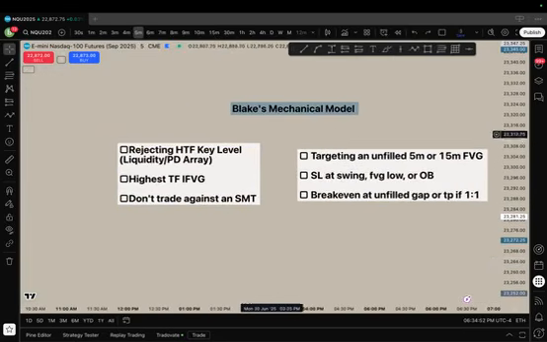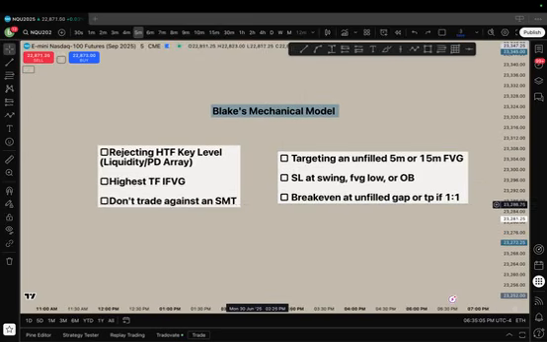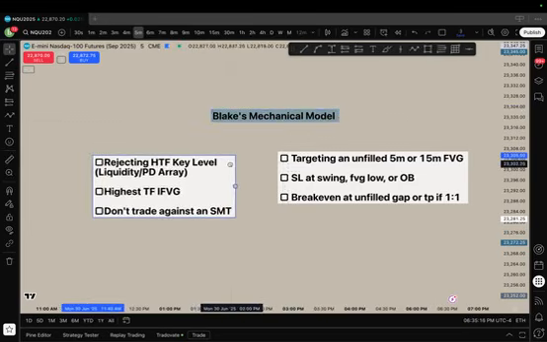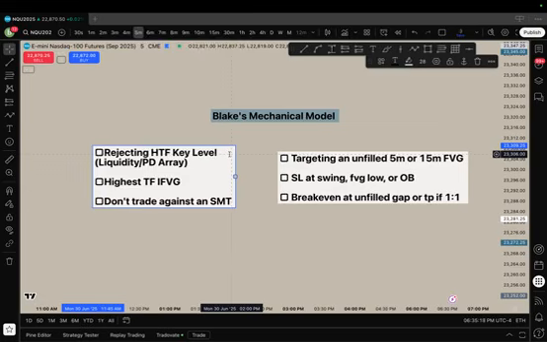Now, again, the Mech model is targeting an unfilled 5 minute or 15 minute gap. Can you target a 3 minute? No. Can you target an hourly? No. That's going to be more discretionary trading if you're a little bit more experienced and you get the hang of the Mech model and overall trading with more confluences. Then you can start targeting unfilled hourly, unfilled 4 hours, stuff like that. But the overall Mech model that you're going to see presented almost every single day is an unfilled 5 minute or 15 minute.